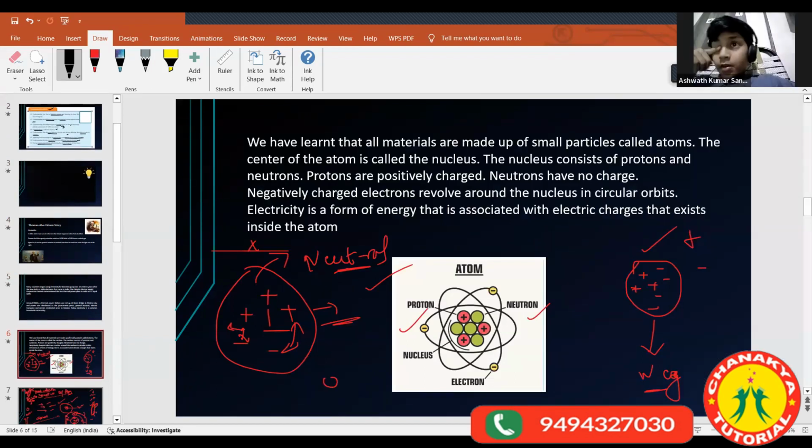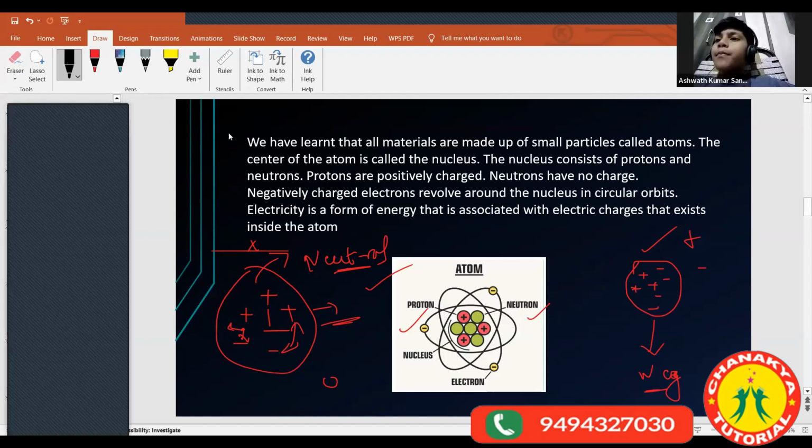Ma'am told about atoms. Atoms have neutrons, protons, nucleus, and electrons. Protons are the positive charges. Electrons are the negative charges. And neutrons are neither positive nor negative. They are neutral. Correct. Ma'am told about atom and that's it.